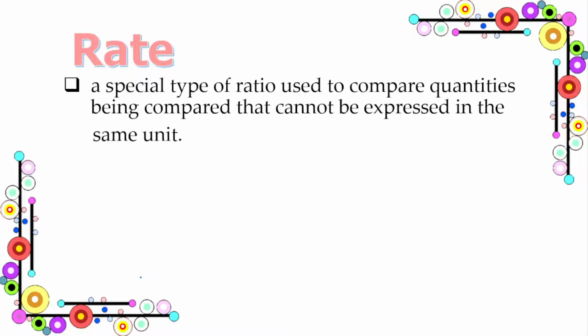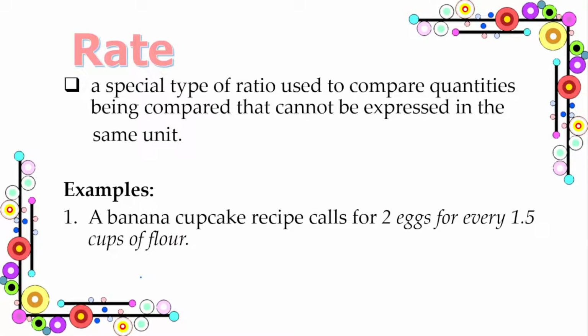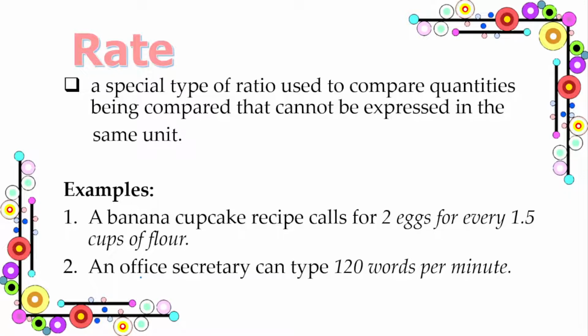So let's proceed. Now let's discuss the rate. So when we say rate, it is a special type of ratio used to compare quantities that cannot be expressed in the same unit. So different unit po na si rate, okay? So for example po, a banana cupcake recipe calls for 2 eggs for every 1.5 cups of flour. Okay? So in number 2, an office secretary can type 120 words per minute. As you can see, they cannot be expressed in the same unit because they're not the same. Okay?